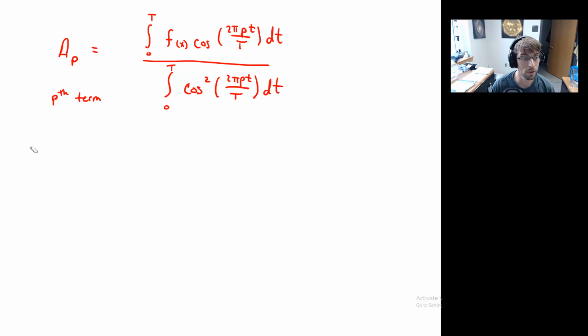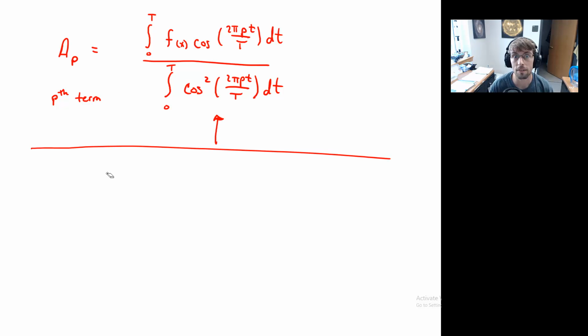It actually is cooler than that. Let's go ahead, and I failed to do that previously. Let's go ahead and find what is the integral from 0 to T of cosine squared of 2 pi pt over T dt. You got it? Yeah, good. So usually I always forget these cosine and sine squared things.